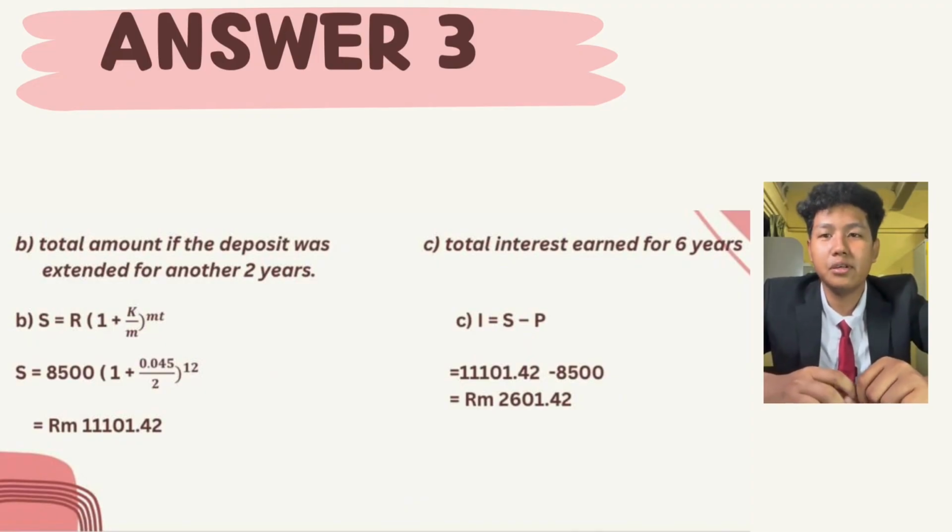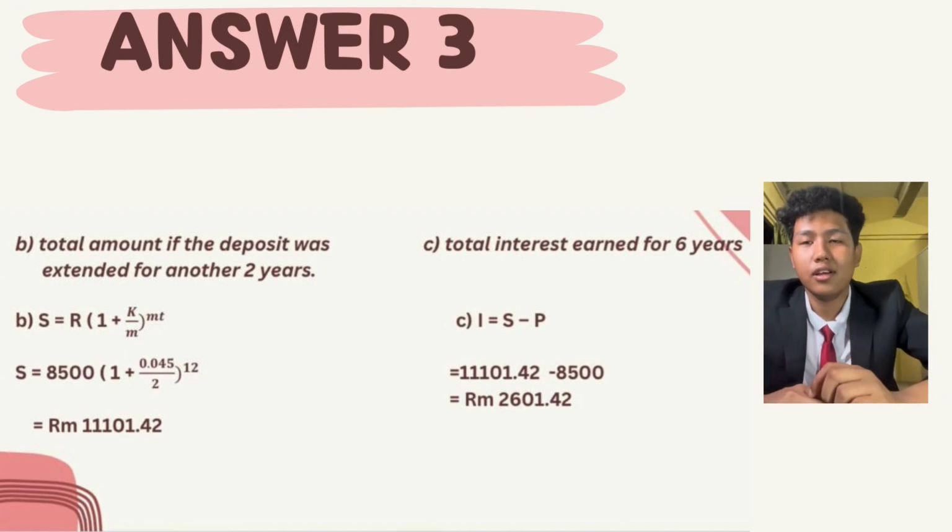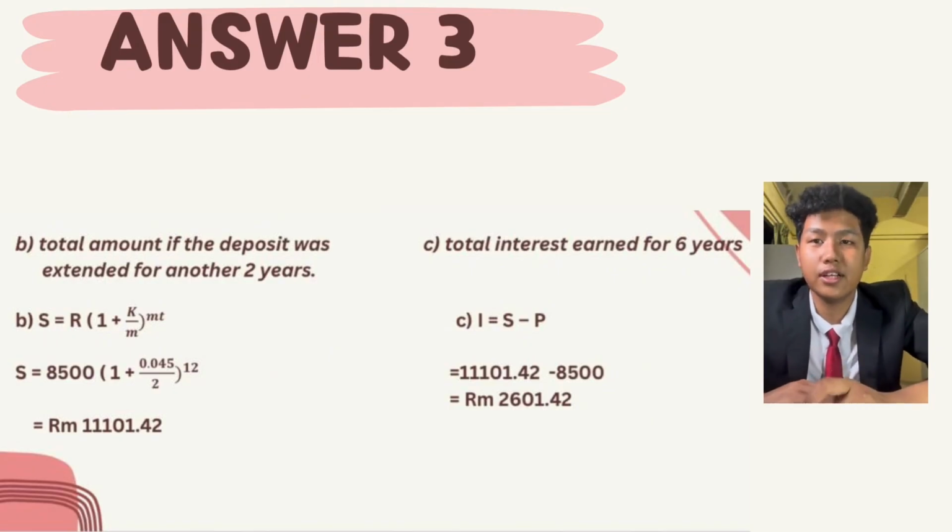Let's move to question 3B. Total amount if the deposit was extended for another 2 years. So for B, we need to use the formula S equals P bracket 1 plus K per m bracket to the power n. So the S is 8,500 bracket 1 plus 0.045 per 2 bracket to the power 12. So the answer we get is RM11,101.42.